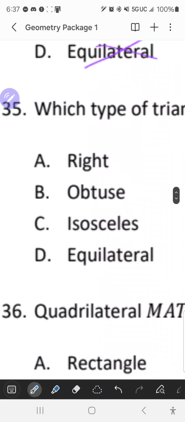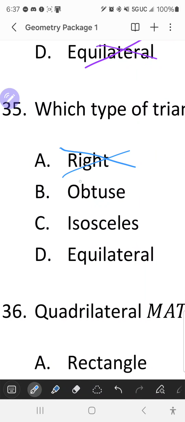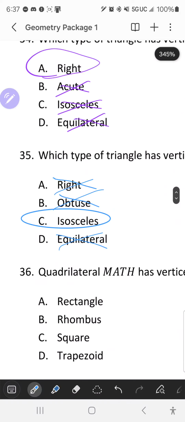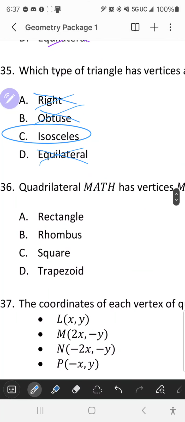And when I go to my answers, no, it's not right. No, it's not obtuse. Yes, it is isosceles. And no, it is not equilateral.